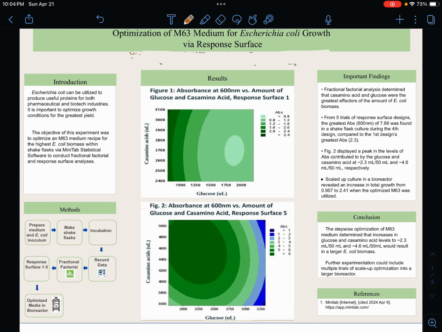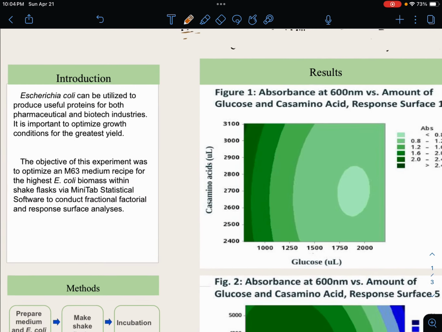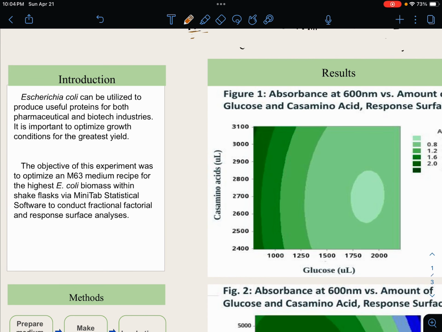Well, E. coli is used in a lot of different industries. Pharmaceutical and biotech industries will exploit the recombinant properties of E. coli in order to produce proteins that are useful for research or as medication, etc. In order to get to these high yields and useful amounts of the protein of interest, we would need to have the highest growth possible of the E. coli themselves. So, therefore, you could optimize growth conditions to potentially reach that highest amount of biomass or the greatest yield.